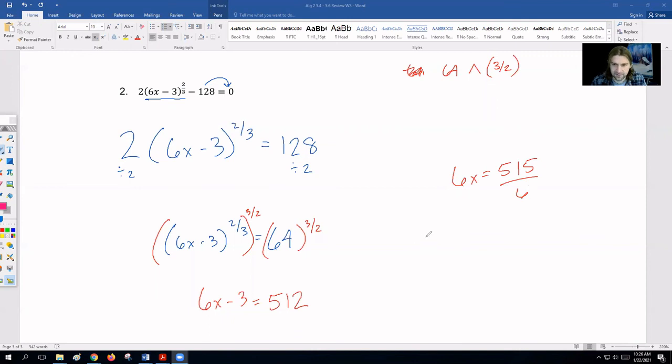Does that come out nice? Not really. We'll enter that. Yeah, and that's all it is. It actually doesn't divide. It's just 515 over 6. Probably will come out nice on the test.